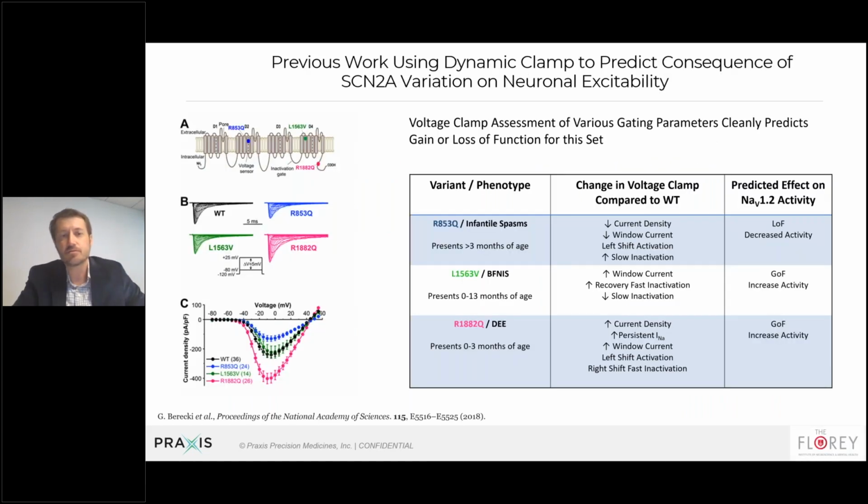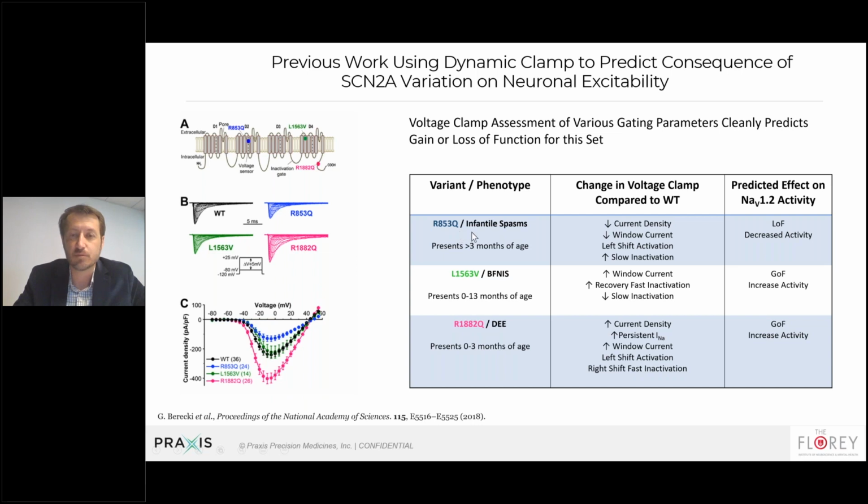Okay, this was really set up by Brunklaus et al. So in this 2018 paper, going back to their PNAS paper, they looked at 3 variants, shown here in blue, green, and red. And they chose these 3 variants because they are associated with 3 different clinical phenotypes.